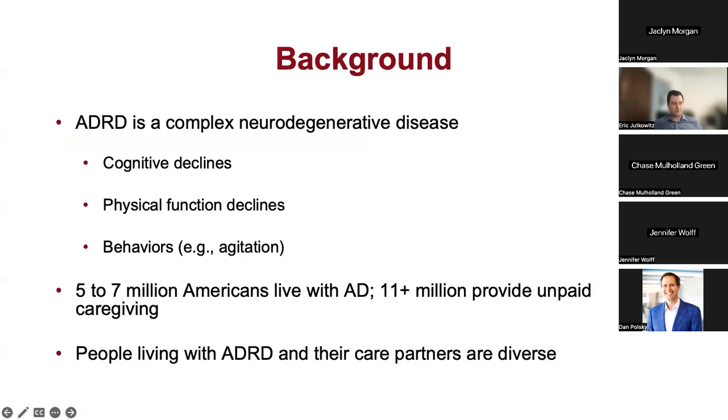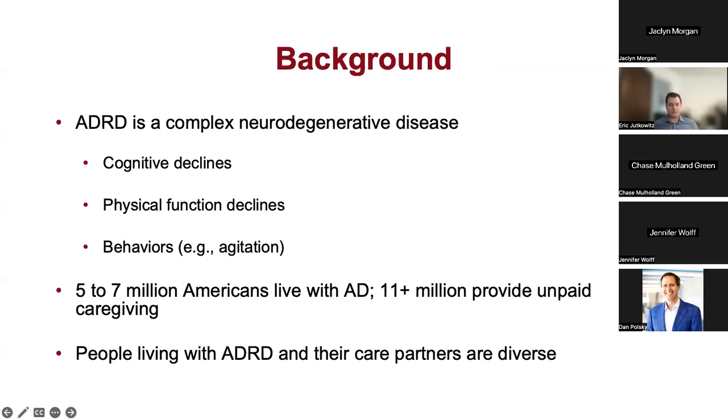A lot of you probably know this, but dementia is a complex neurodegenerative disease that involves a number of symptoms. The three key hallmarks are probably the cognitive declines, the physical function declines, and up to, I think, 97% of people with dementia will exhibit some sort of challenging behavioral symptom, things like agitation, aggression, and wandering.